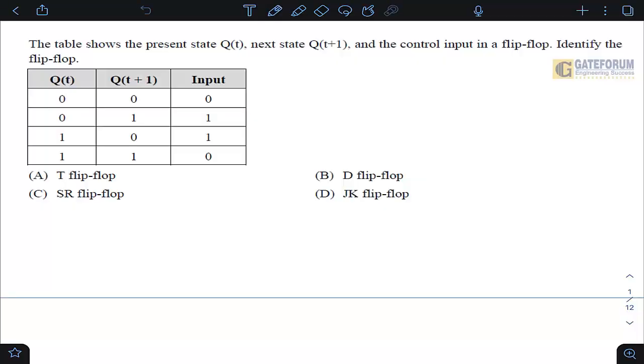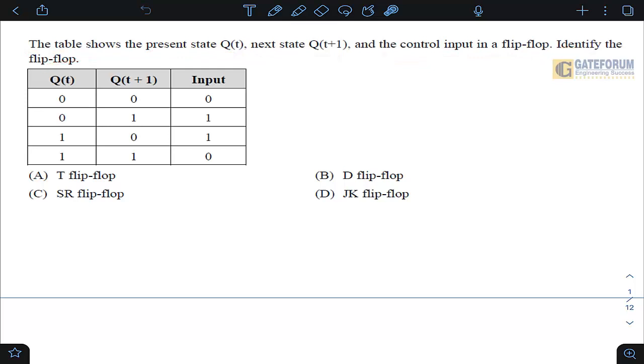This question is asked in GATE 23 of Instrumentation. This is from digital subjects and from the sequential circuit topic. The question is, the table shows the present state Qt, next state Qt+1 and the control input in a flip-flop. Identify the flip-flop.